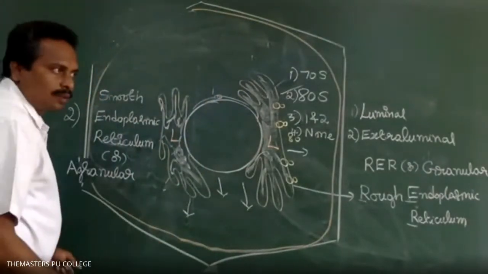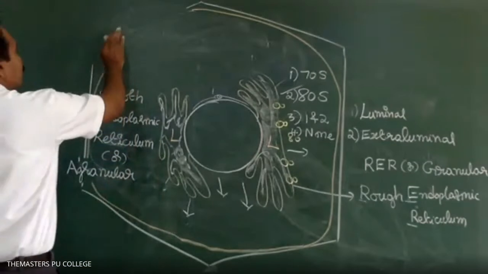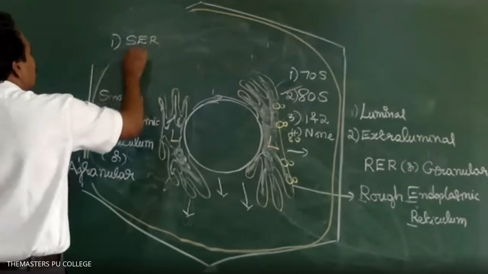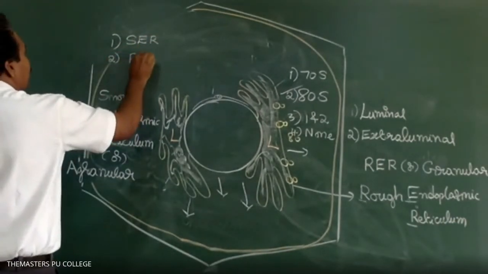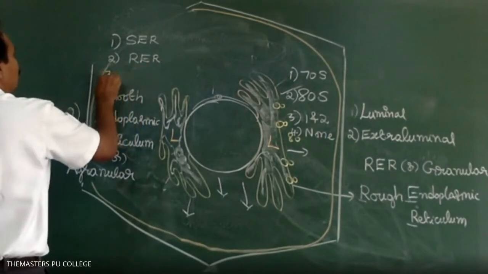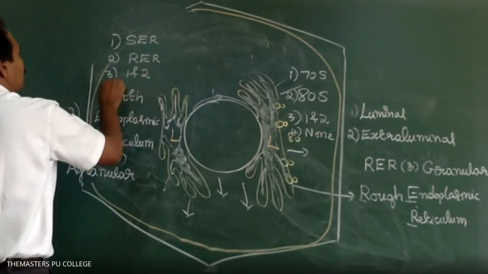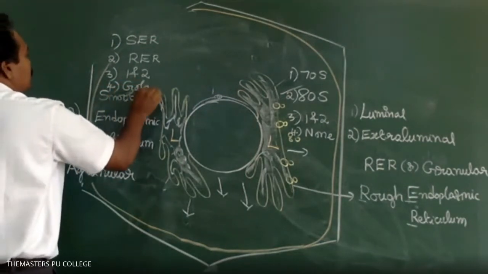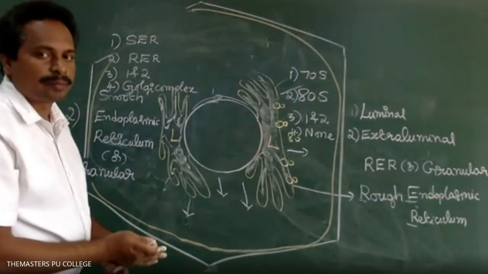Ribosomes are absent on the surface of which? Option 1 is smooth endoplasmic reticulum. Option 2 is rough endoplasmic reticulum. Option 3 is 1 and 2. Option 4 is Golgi complex. Sir, can I repeat the question? The ribosomes are present on the surface of rough endoplasmic reticulum. Option 2, rough endoplasmic reticulum.